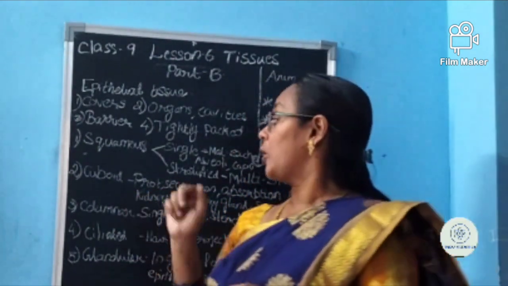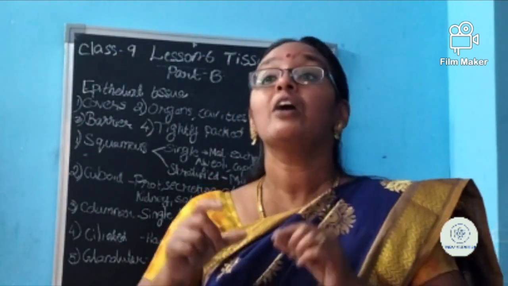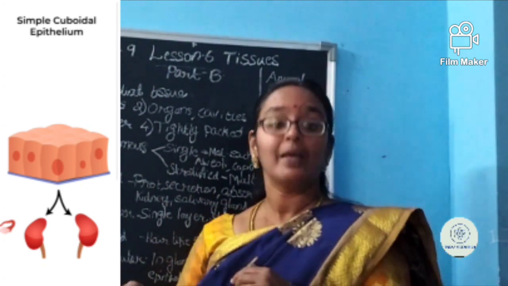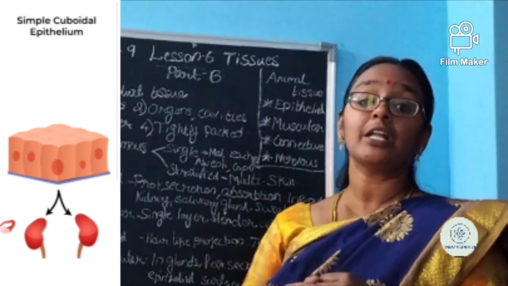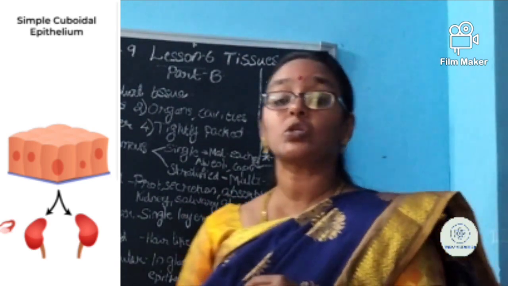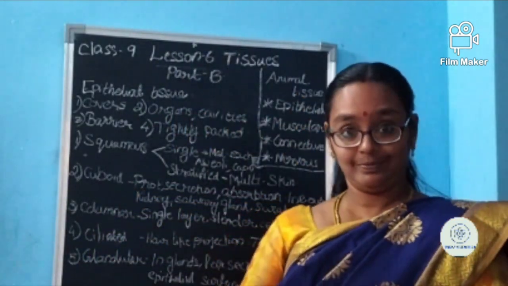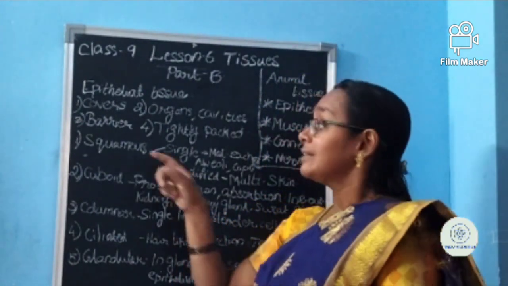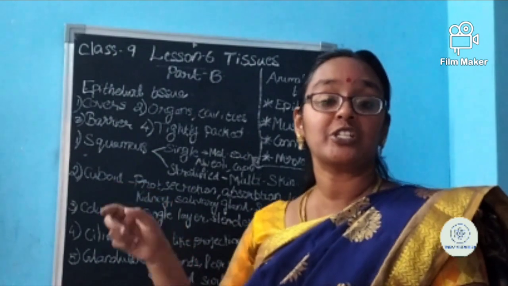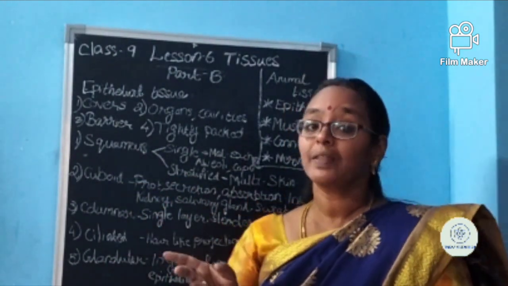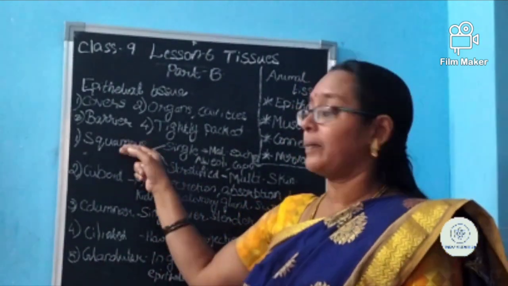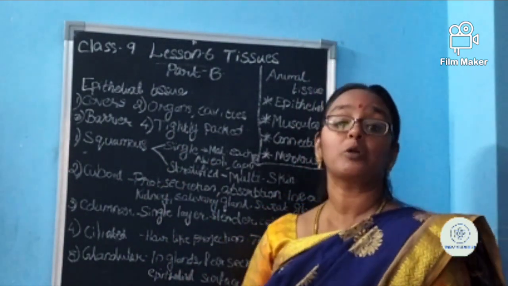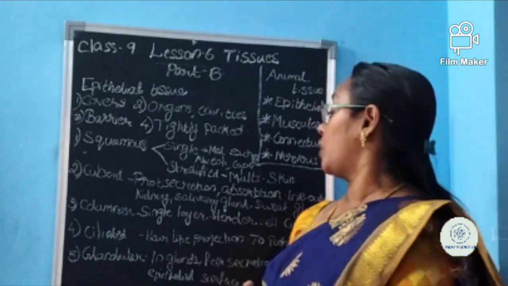Then second is cuboid. What is that? From the name itself, you get an idea that it will be cube-shaped, cubical. It helps not only for protection, but it is also seen in areas of secretion and absorption. For secretion and absorption it will always be helping. Squamous was helping for the exchange of materials. Here the cuboid helps not only for protection but also for secretion as well as absorption.